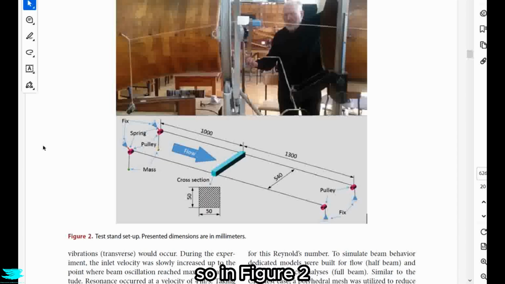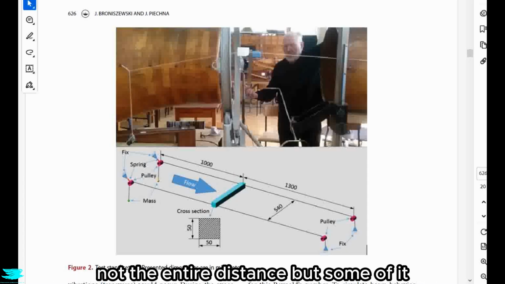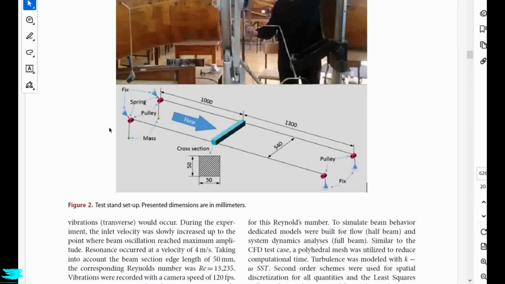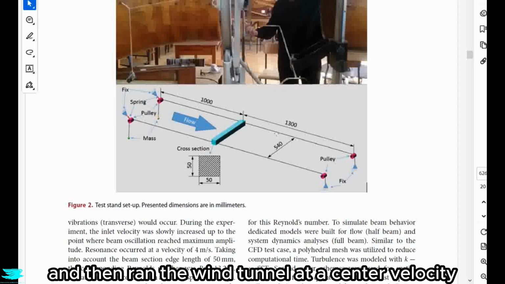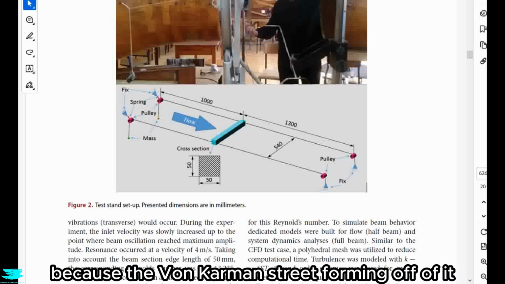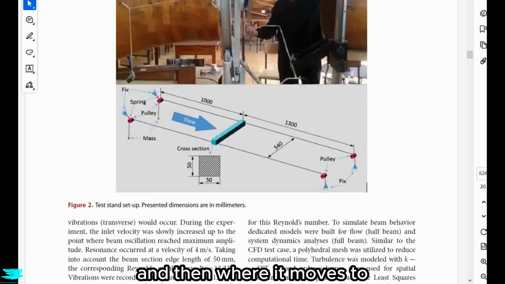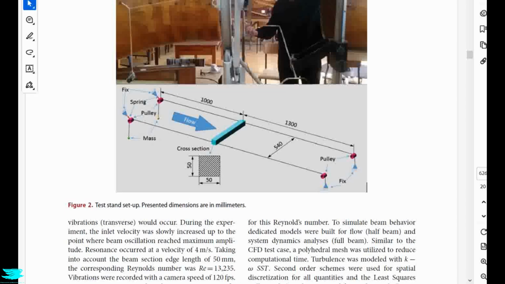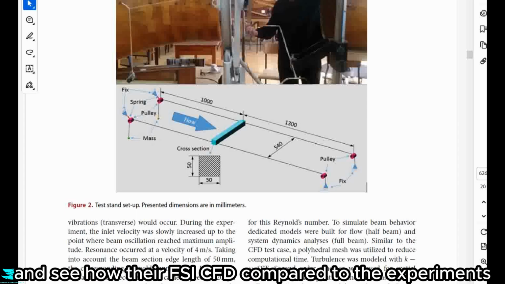So in figure 2, we see a wind tunnel with a rectangular cylinder spanning the entire distance, or not the entire distance, but some of it. So that's the cylinder there, and that's the general geometry here. The idea is that they suspended this cylinder and then ran the wind tunnel at a certain velocity. The cylinder would then bounce around because the von Karman street forming off of it would cause different forces, and that could determine how it moves, where it moves to, and at what frequency it bounces around at.